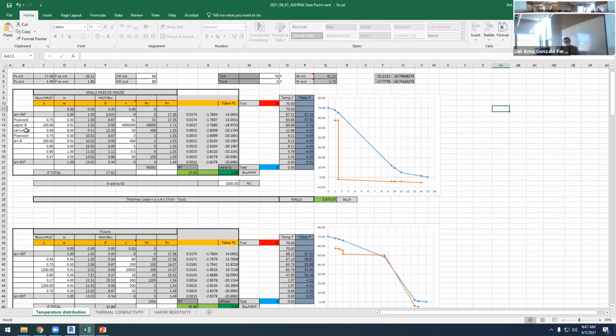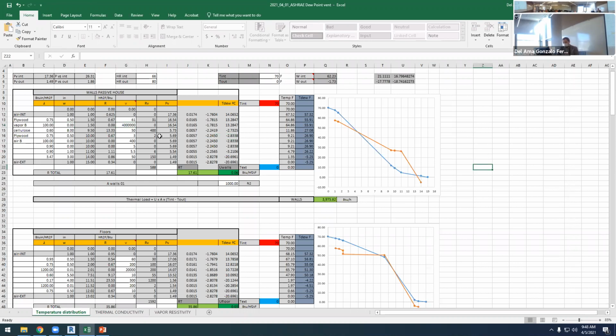What is my advice? Use the thermal insulation. Inside the thermal insulation, place the vapor barrier. Outside the thermal insulation, place the air barrier. If you don't want to use it, just type 0 here, 0, then 0, and that's it. You don't have it. But at least if you want to use it, make sure that the highest vapor resistivity is always inside the thermal insulation.